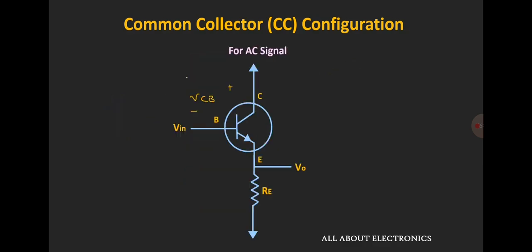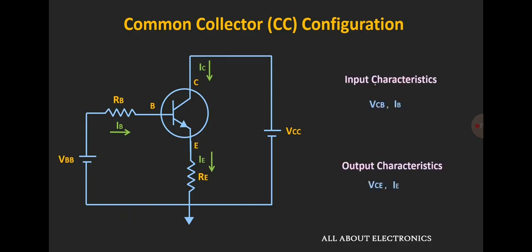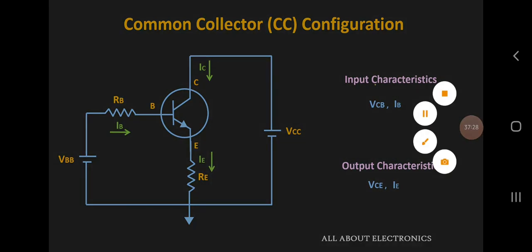And similarly, if we see the DC voltage on the input side, then it is equal to VCB and the DC voltage on the output side is equal to VCE. That means here this IB and the VCB are the current and voltage on the input side, while this IE and the VCE are the parameters of the output side. And similar to the other configurations, the behavior of the device can be described by the two characteristics. That means the input and the output characteristics.